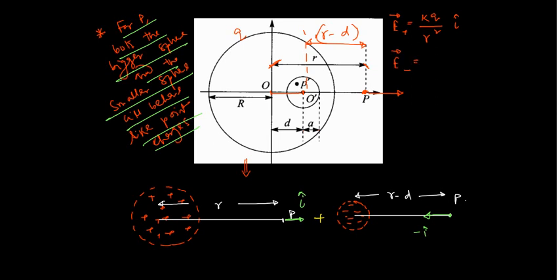What is the electric field due to the smaller one, the negative charge? It will be k into Q smaller, I don't know how much charge is there, I have to calculate, divided by R minus D whole square. What is the direction? Minus i cap. Alright, now let us go into calculation. As I have written, E due to the negative one is equal to k into Q small divided by R minus D whole square of minus i cap.